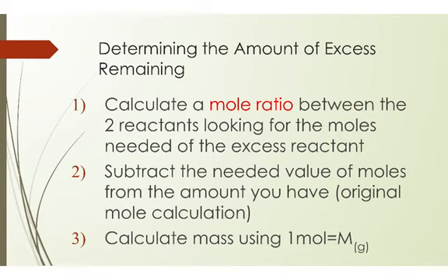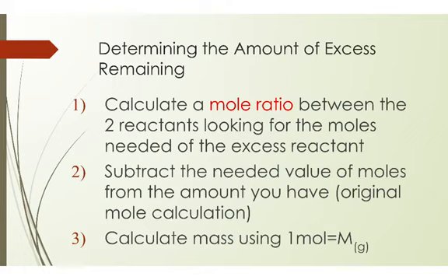So this is a 3-step question. Let's go through the steps. And again, I want you to go back to these steps and refer to them when you're tackling this question. It will help. Step 1, calculate a mole ratio between the 2 reactants, looking for the moles needed of the excess reactant. So even though you have the moles of both from step 1, you're going to do a mole ratio looking for the moles that you need of the excess.